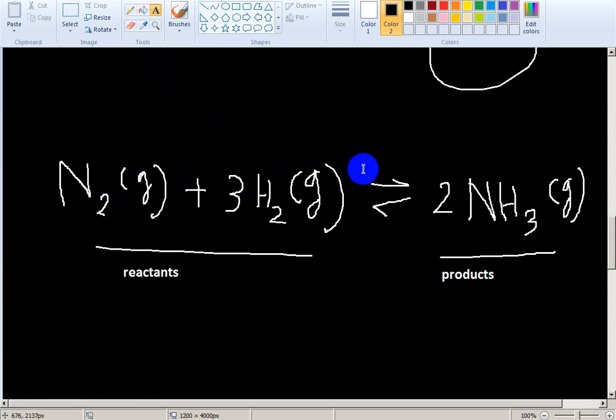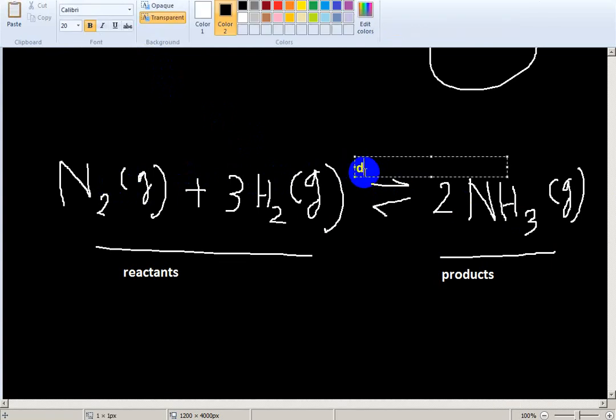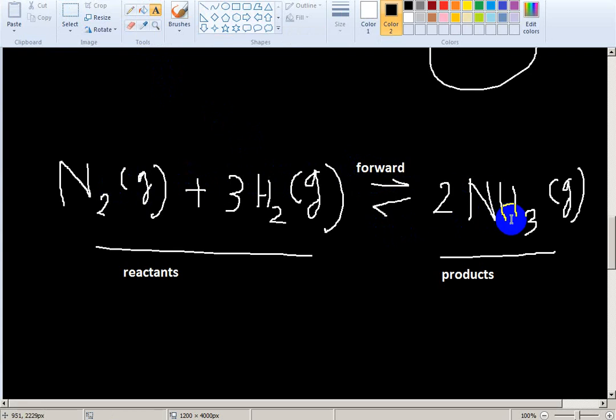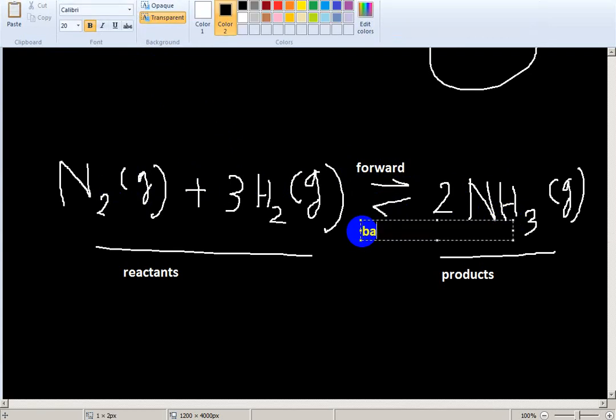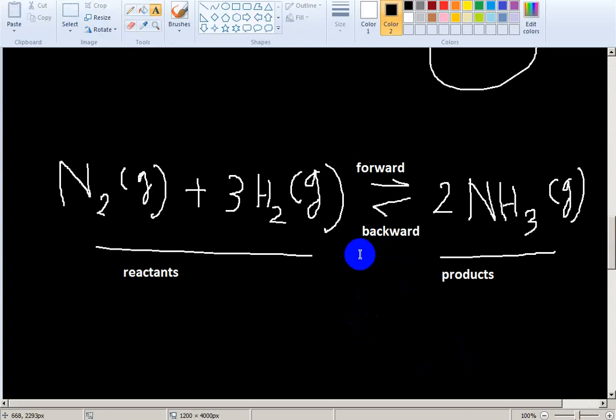This reaction is the forward reaction. Then here, product to reactant form is the backward reaction, also called the reverse reaction.